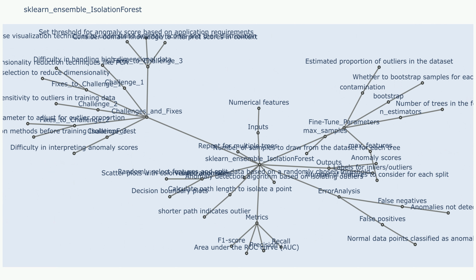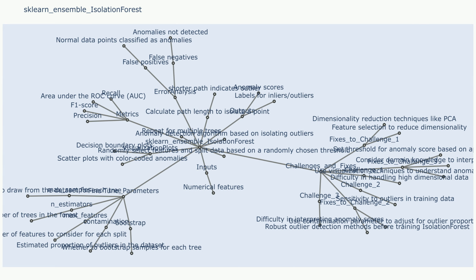Fine-tune parameters. Parameter 1: The contamination parameter controls the expected proportion of outliers in the data. This parameter can be adjusted to optimize the detection of outliers. Parameter 2: The number of estimators parameter controls the number of decision trees in the forest. Increasing this parameter can improve the robustness of the model.